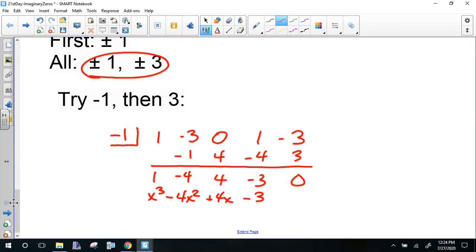Let's pick, I don't know. To take the guesswork out of it, why don't we graph it and get a look at it? So if I graph this on my calculator, let's bring that up here.